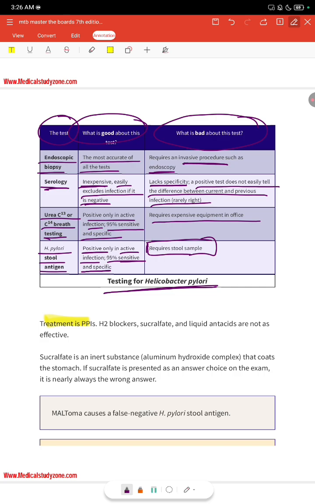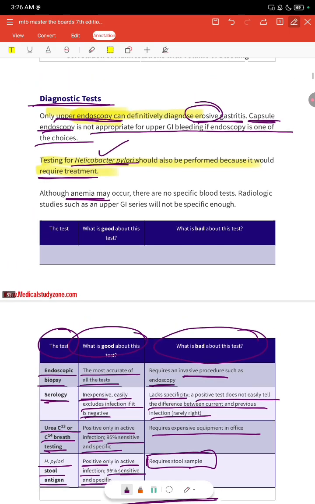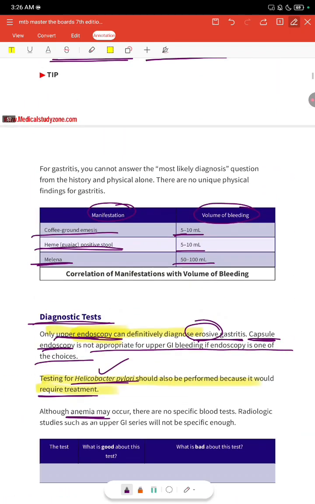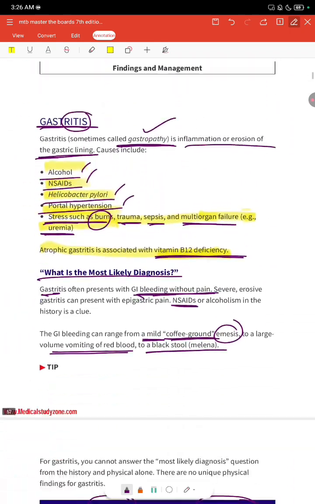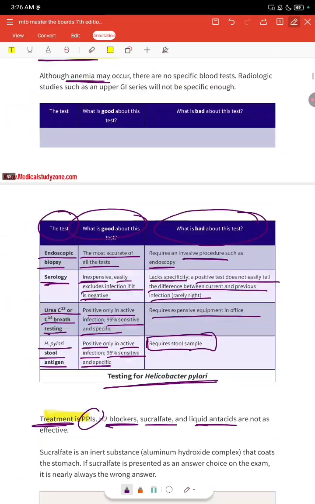H. pylori stool antigen test. It requires a stool sample and it is positive only in active infection, 95% sensitive and specific. What are the treatment options? Treatment is PPIs. H2 blockers, sucralfate and liquid antacids are not as effective. So you have to give what? You have to give PPI for gastritis.